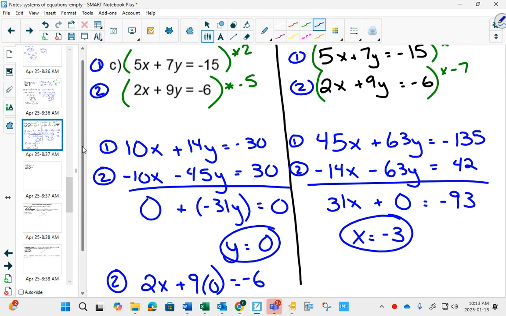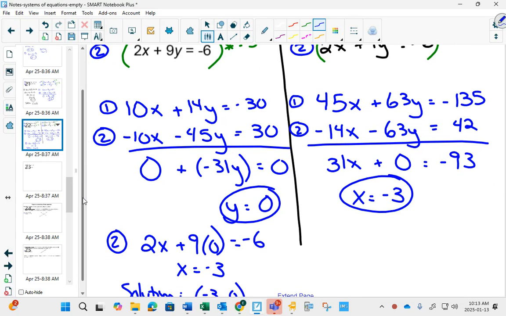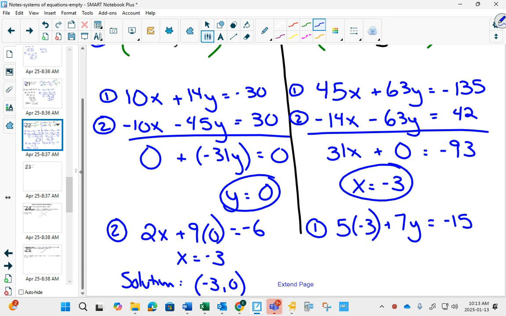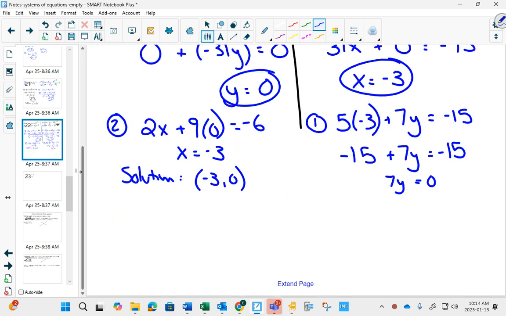Now I can take that and plug it into equation 1 or equation 2. I'll try equation 1 this time. So I would have 5 times -3 plus 7y equals -15. -15 plus 7y equals -15. Put my like terms together, so I'll get the 7y by itself, add 15 to both sides, giving me 0. Divide by 7, and y is equal to 0. So we get the exact same solution.